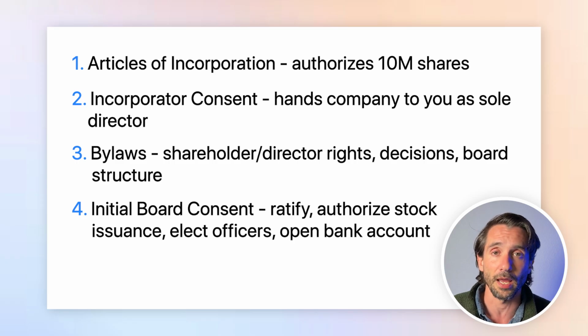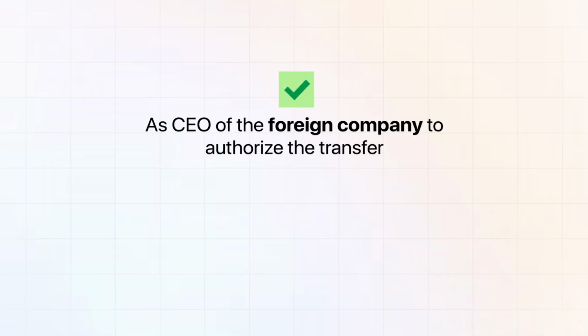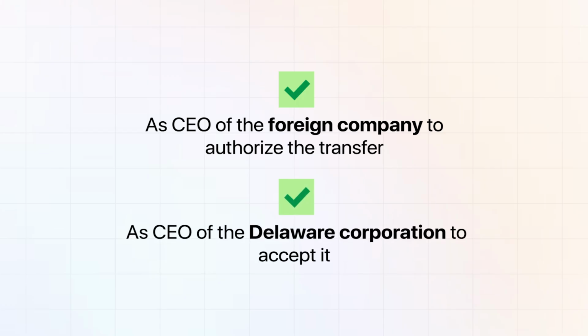and getting your EIN. Now, the IP assignment agreement is one of the most important documents in the whole stack. This is where the foreign company formally transfers all of its intellectual property to the Delaware Corporation, and you sign it twice. Once as the CEO of the foreign company to authorize the transfer, and once more as the CEO of the Delaware Corporation to accept it. Without this, the IP stays attached to the foreign entity, which means it's not under the control of the entity your investor is putting money into.